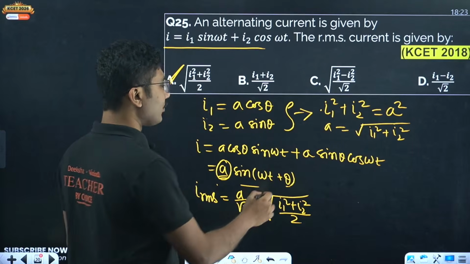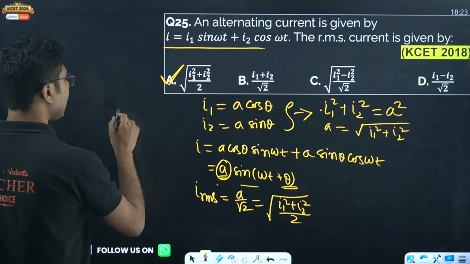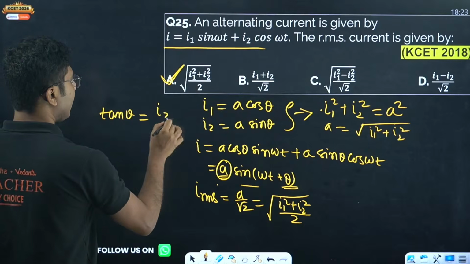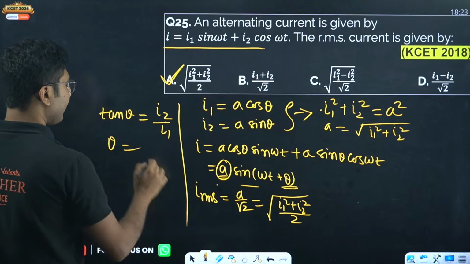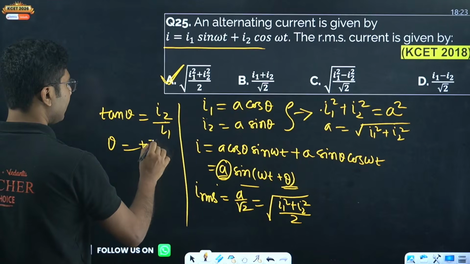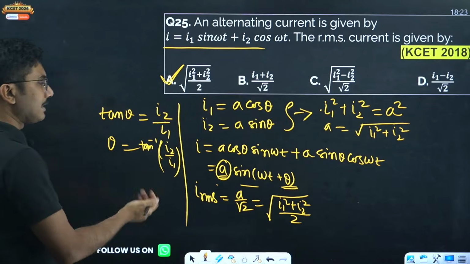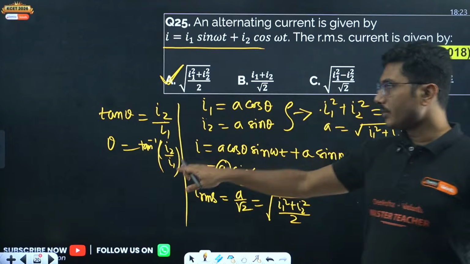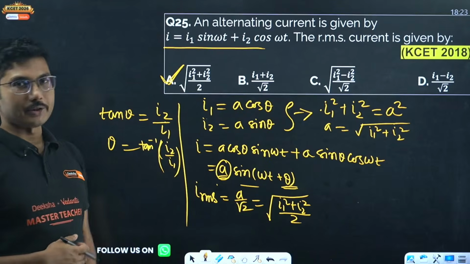Now if they ask you what is the phase, phase can also be calculated: sin theta by cos theta, so tan theta equals I2 by I1. So suppose this year they ask you what is the phase. Phase will be tan inverse of I2 by I1. Okay, remember that phase is this. So what is the phase difference? Phase difference is this. Okay, so remember how to calculate phase and how to calculate amplitude.